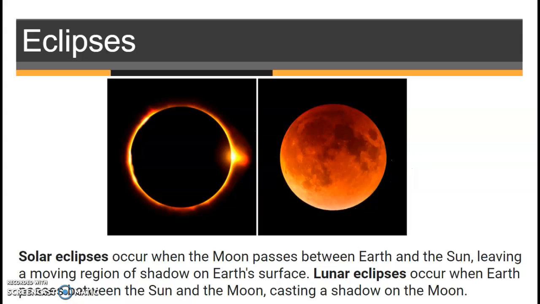Eclipses. A solar eclipse occurs when the moon passes between the Earth and the sun, so it actually blocks out the sun's light, leaving a moving region of shadow on the Earth's surface. And if you're right in the middle of it, you can actually see the moon go directly across and cover up the entire sun. A lunar eclipse occurs when the Earth passes between the sun and the moon, casting a shadow on the moon. And you can see that in the picture on the right, where it looks like the moon is really dark. That's because the Earth is getting in the way of the light from the sun.